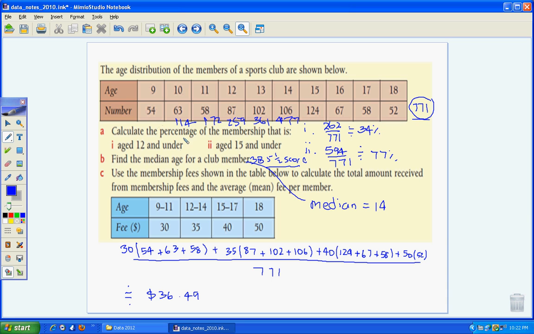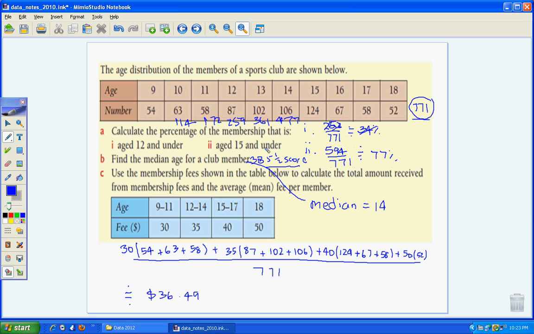So this one, I want to calculate the percentage of membership that's age 12 or under. So I'm looking at this point and under. So age 12 under there. I think I've done some numbers incorrectly here. So if I do that, it should come up to 259, not 262. And I've done the calculations there. So if we check that, but change that to a percentage.